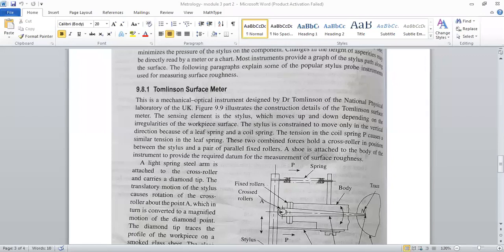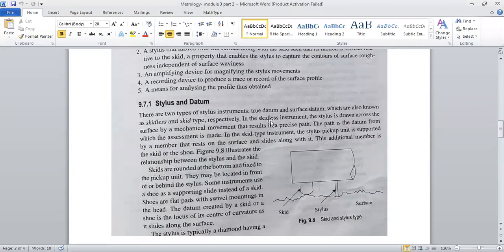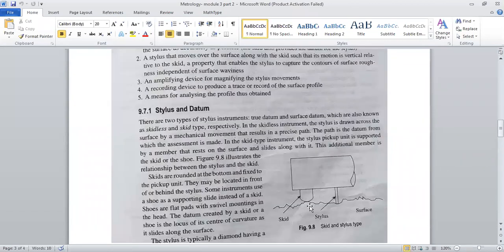Which is an example of the stylus based surface roughness measurement system. In previous class we have already told the stylus based surface roughness measurement apparatus. So now the stylus probe instrument: in most stylus based instruments, a stylus is drawn across the surface of the component.